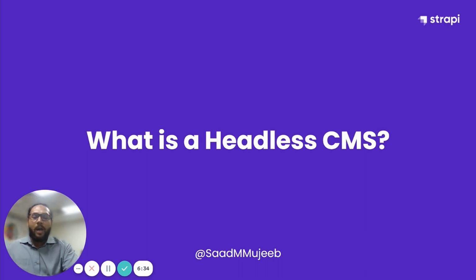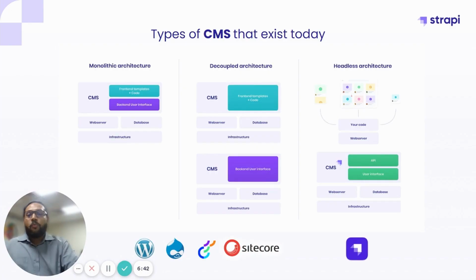Okay, so we got to know what a traditional CMS is. Everyone knows about it now, and the new thing is: what is a headless CMS? So, what actually is a headless CMS? There are three different types of architectures in CMSs. One is a monolithic architecture, one is a decoupled architecture, and one is a headless architecture.